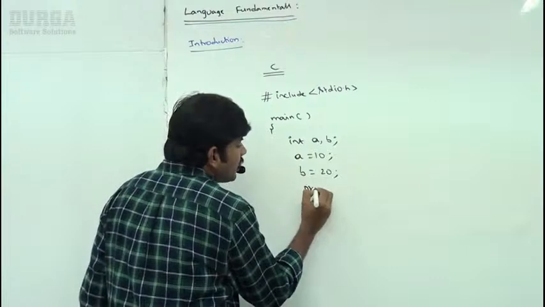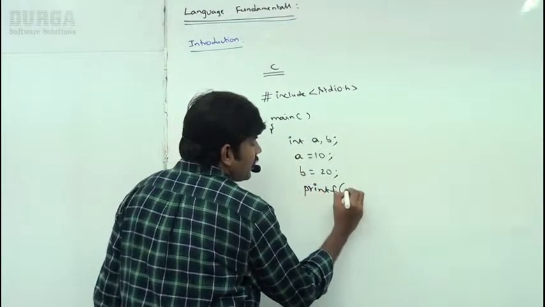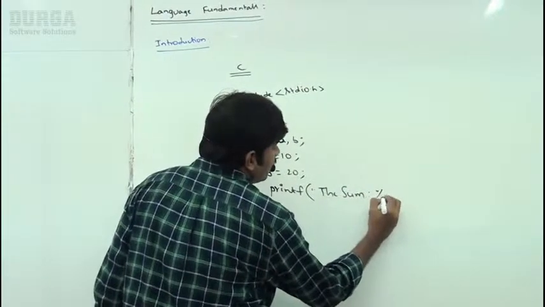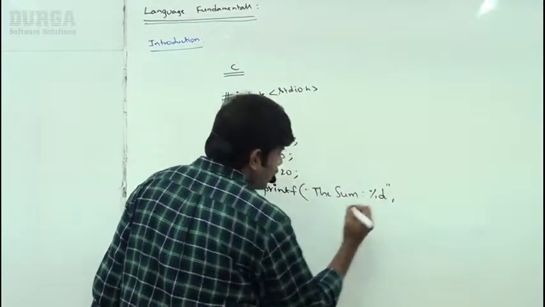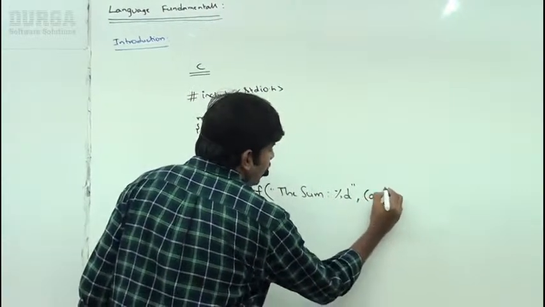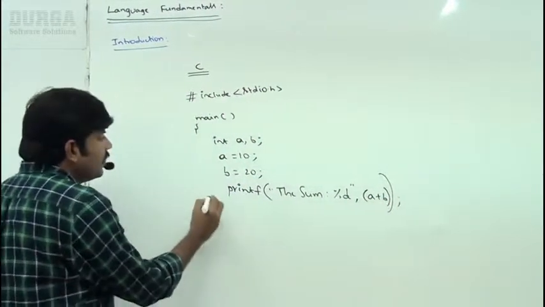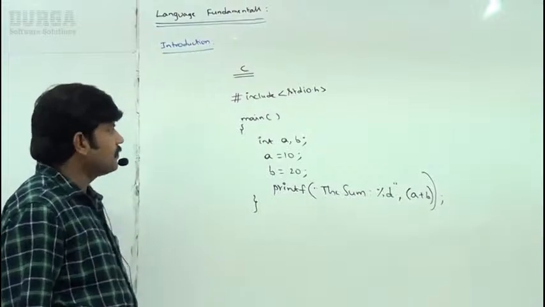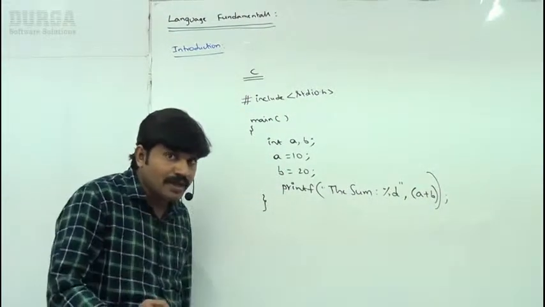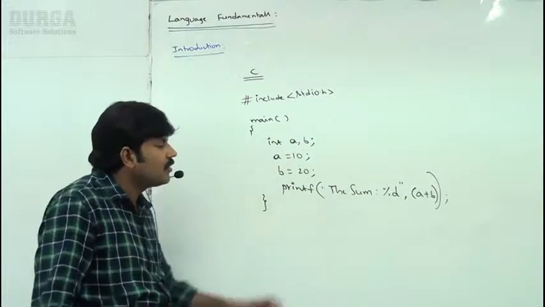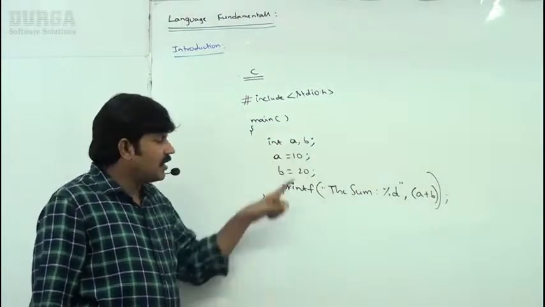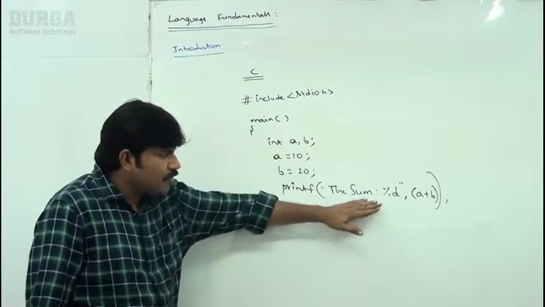Now printf, the sum is %d, comma, a plus b I have to take, sir. End of the main method. Getting, right? This is the code we have to write. If you want to print the sum of two numbers A and B, first we have to declare variables, then assign some values and then try to print, sir.